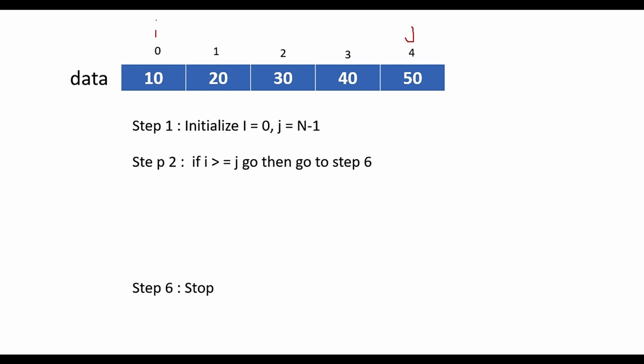It means since i is incrementing and j will be decrementing, they will come to a point where either i is equal to j or i is greater than j. In that case, the algorithm will stop.